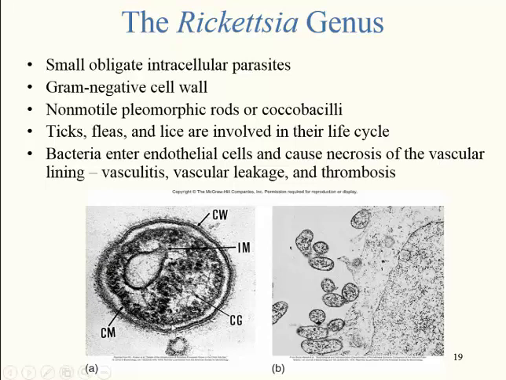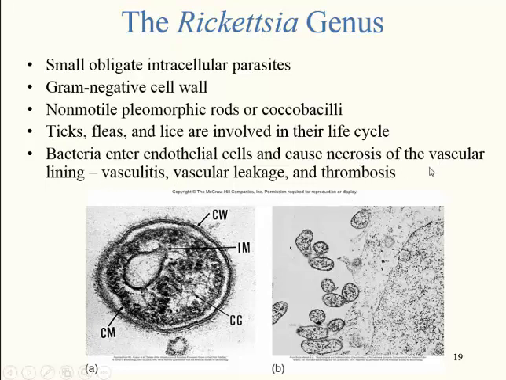So here is a very, very large macrophage, and you can see that on the inside of the macrophage there are bacterial cells. These are gram-negative cell walls, but they're pleomorphic, meaning that they are rods or coccobacilli, so they have multiple shapes, which is why we don't throw them into the coccus or the bacillus lectures. They can transmit through various arthropods, like fleas, lice, things like that.